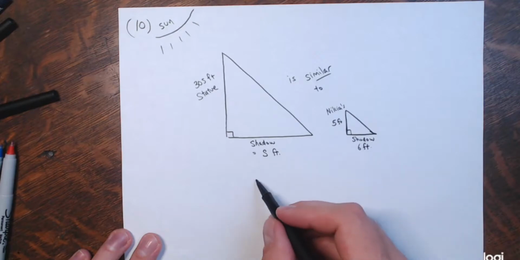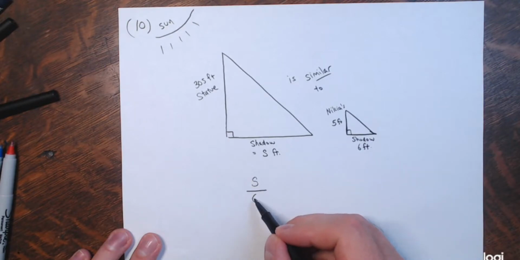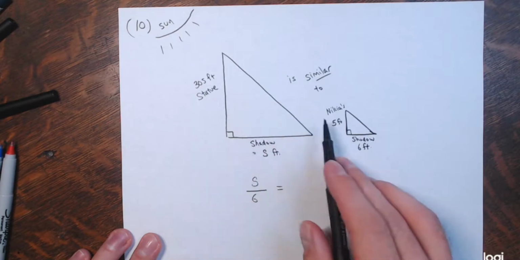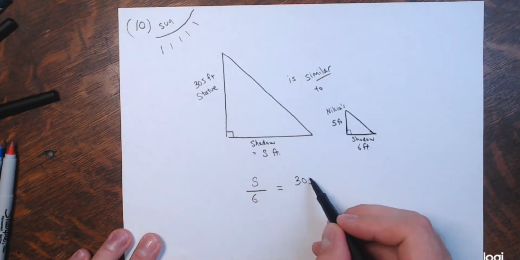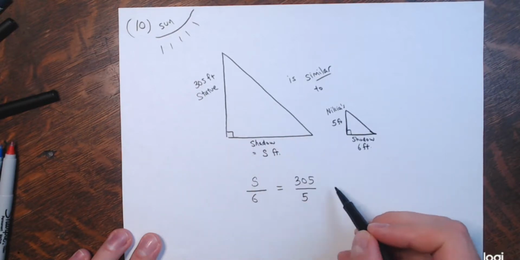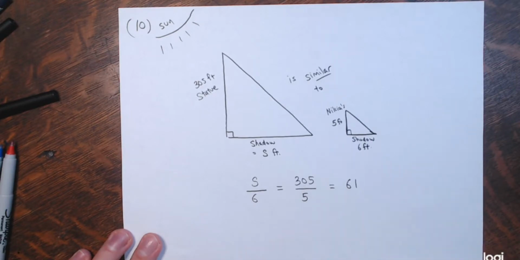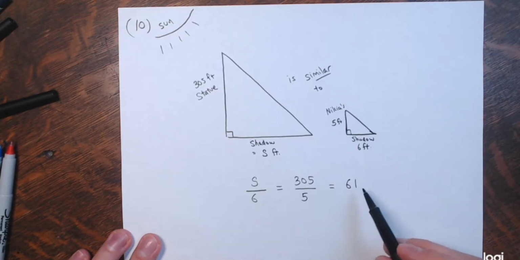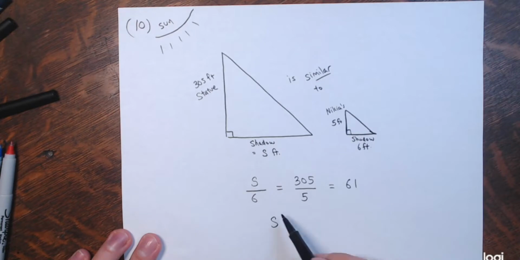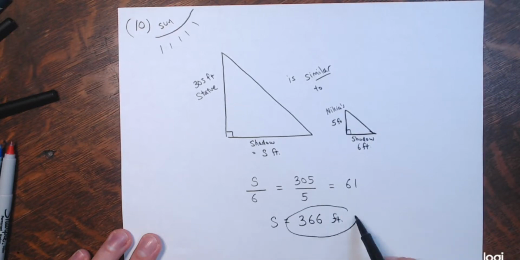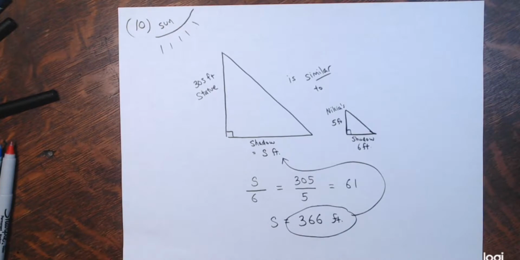So s over 6 should be equal to 305 over 5. Now this is nice. 305 divided by 5 is 61. And then I would multiply by 6. We get s equals 6 times 61 is 366. And this is feet, right? And that was the length of the shadow of the statue. It would be 366 feet at that same time of day.